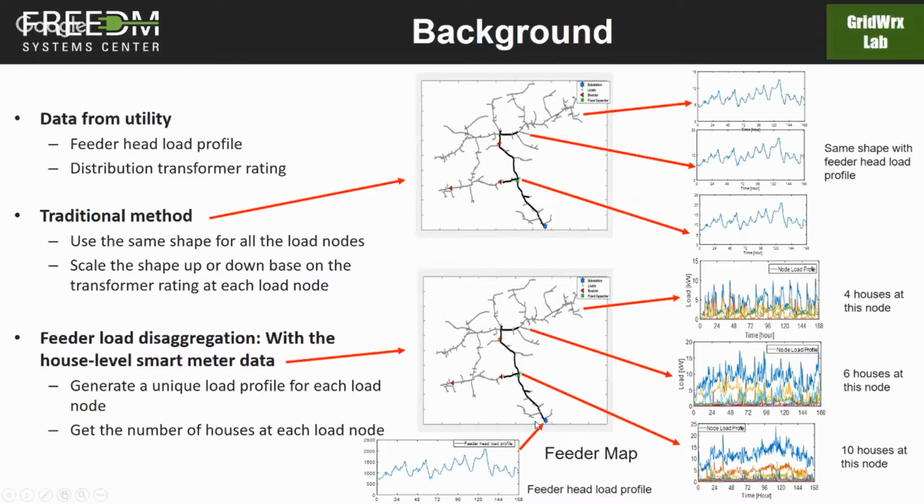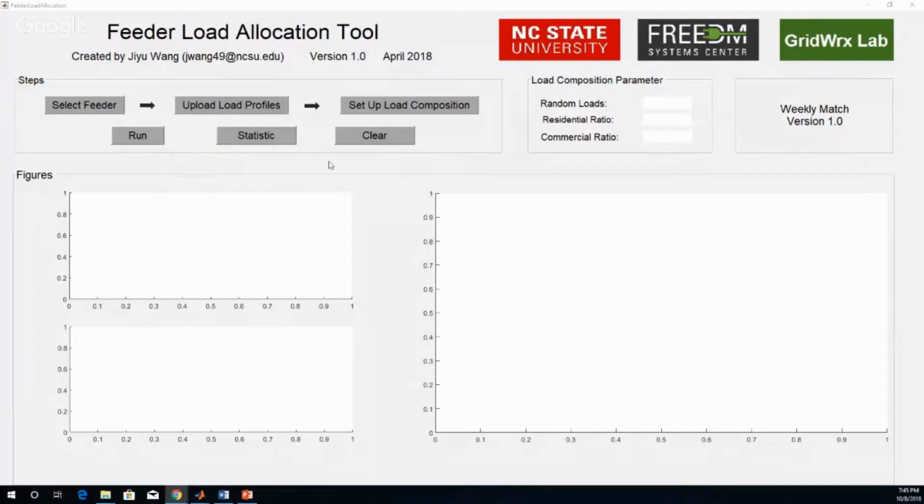Now I will introduce how to use this tool to model the load of a distribution feeder. This is the interface of this feeder load allocation tool. The information we have will be a weekly feeder head load profile and a group of house level smart meter data. The goal is to select the houses which may locate in this feeder, and their aggregated load profile will match the actual feeder head load profile.